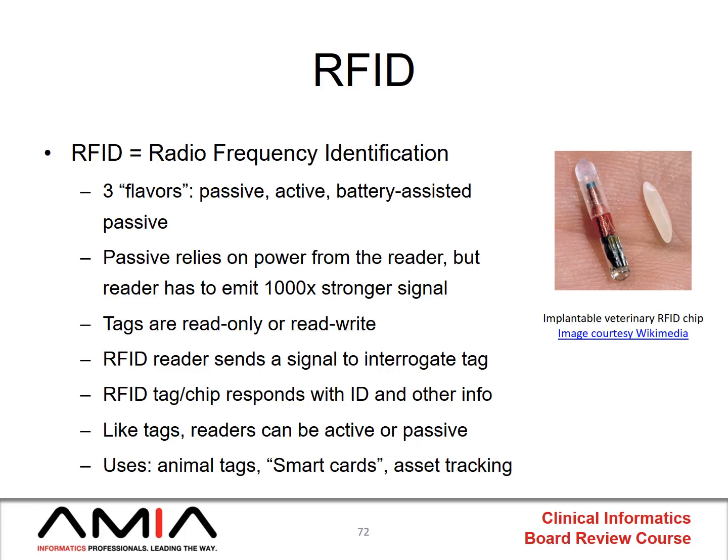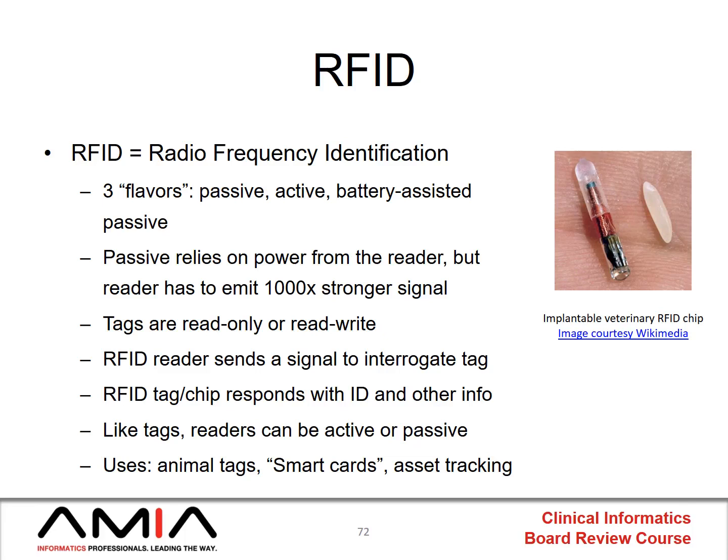RFID comes in 3 different flavors: passive, active, and battery-assisted passive. Passive actually relies on the power from the reader itself. So when you pass the RFID chip next to the reader, it has to emit a signal that's very strong, but it's strong enough that it can actually power the chip itself.